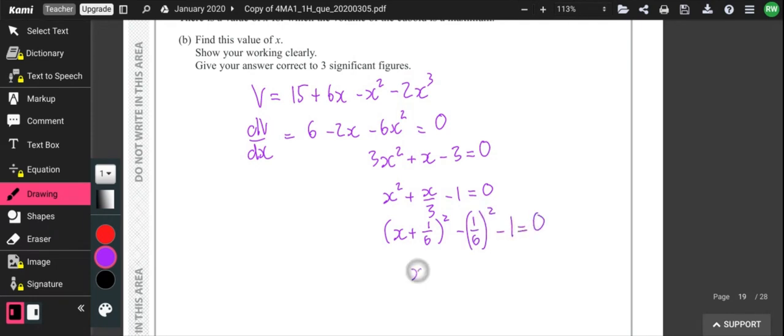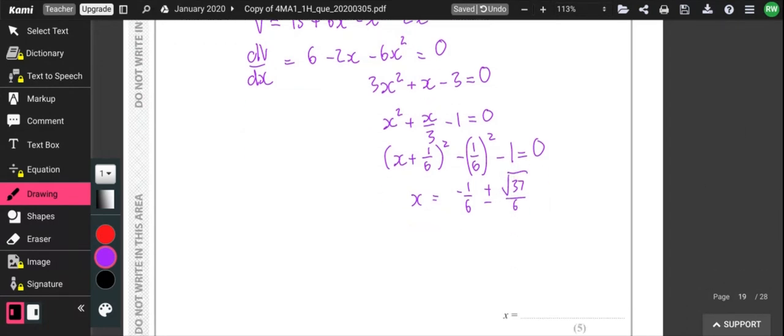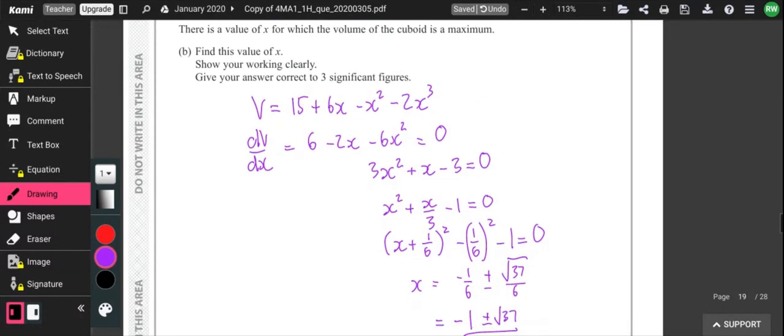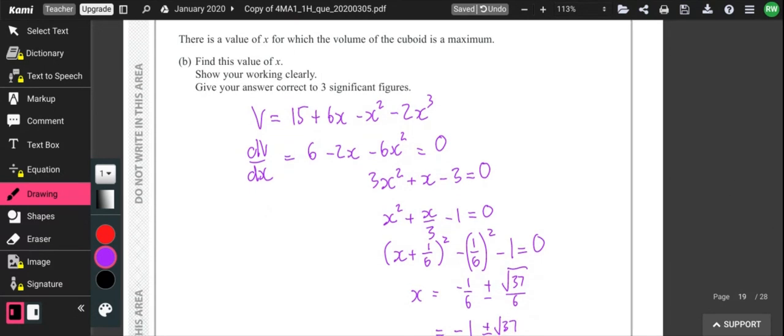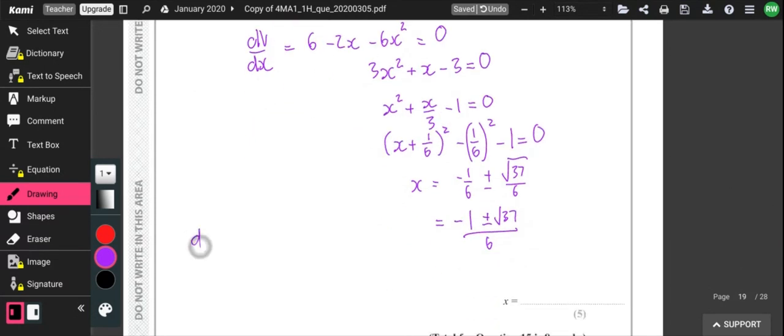So x is equal to negative 1 over 6 plus or minus square root of that minus 1. That's going to be 37 over 36, which will give us that. So our x values are minus 1 plus or minus square root of 37 all over 6. There are two turning points of this horrible cubic, and we have to show which one is a maximum. So we'll differentiate a second time, d2V by dx squared, and that will give us minus 2 minus 12x.